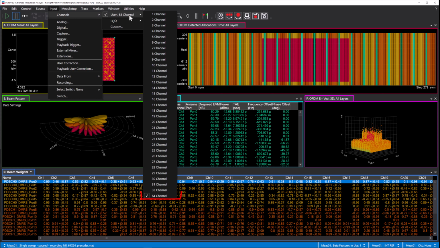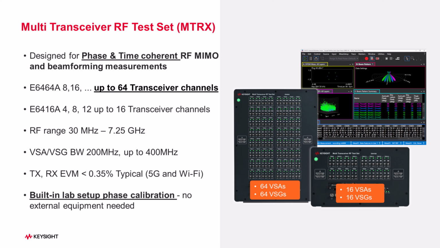The VSA supports up to 64 measurement channels, with each channel corresponding to 1 physical antenna. For live beamforming measurements, the VSA is used with Keysight's NTRX hardware. It is the industry's first and only hardware with up to 64 phase and time coherent input channels. The VSA can also be used for offline analysis using IQ data files with various file formats, including MATLAB.